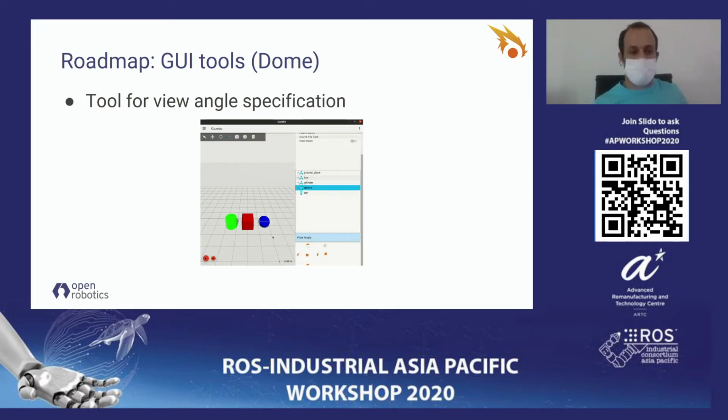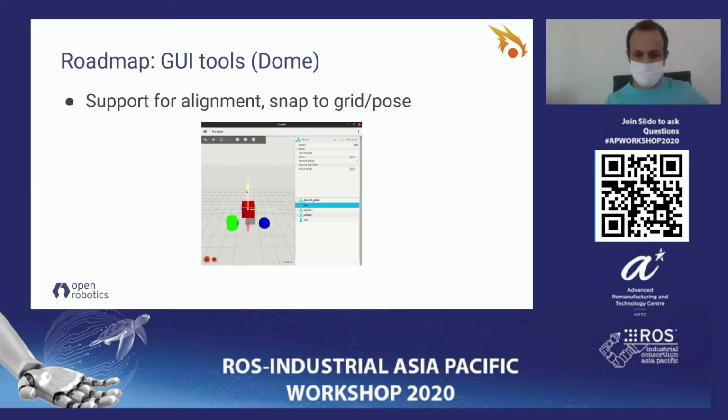You can also choose the angle you want to view the scene, and this can be related to the selected entity or the whole frame. You can also align models, and you can do that along the bounding box of another model. You can insert snap values for translation and for rotation.